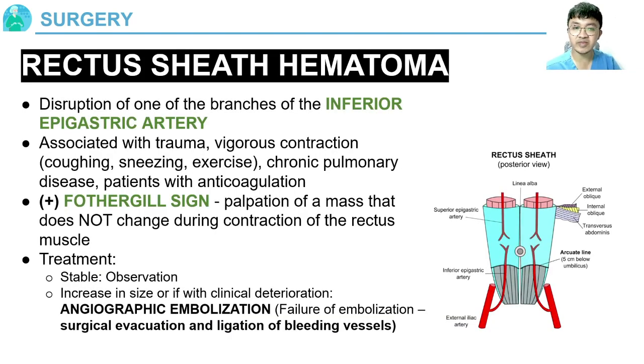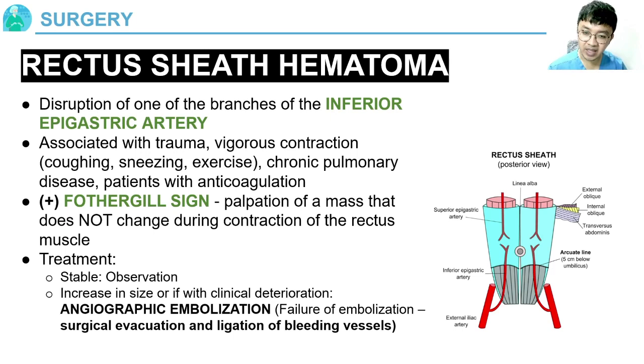Okay? Sudden abdominal pain. So rectus sheath hematoma is usually due to disruption of one of the branches of the inferior epigastric artery. It's associated with trauma, vigorous contraction, coughing, sneezing, exercise, chronic pulmonary disease, and patients on anticoagulants. Right? So how do you identify if it's really a rectus sheath hematoma by PE alone? You palpate the mass, then you allow the patient to sit up.